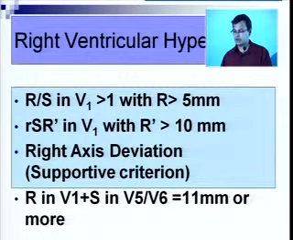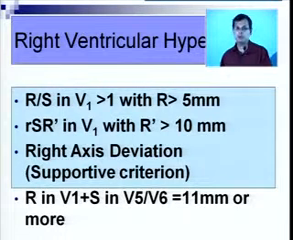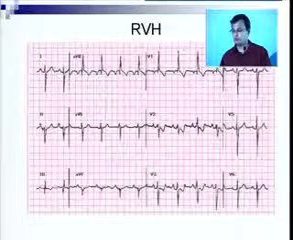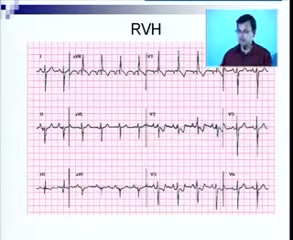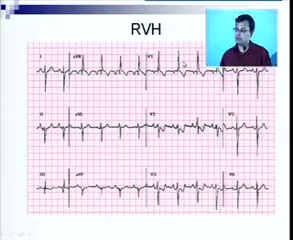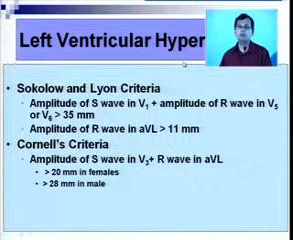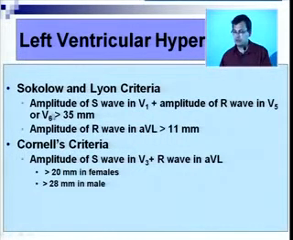And the fourth criterion which we can use, it is not necessary that all these criteria should be present in one person, any one of them may be present, is R in V1 plus S wave in V5 or V6 is 11 mm or more. So this is an example of right ventricular hypertrophy, where in V1 you can see that the height is more than 10 mm in length.